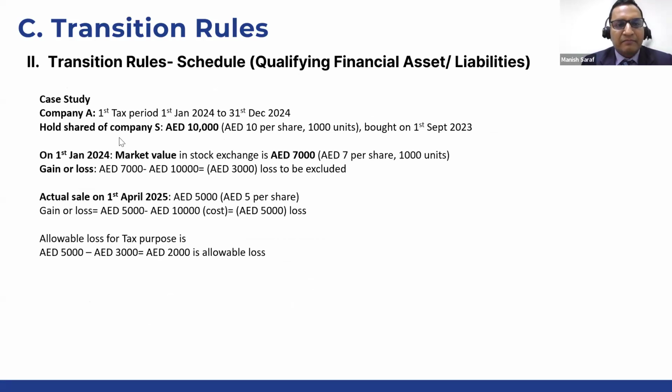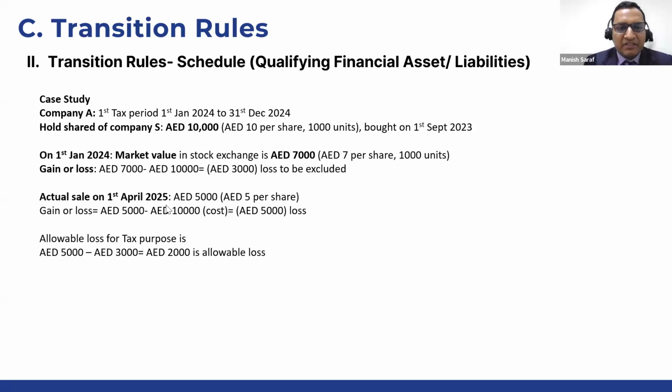A common example: before the first tax period, the company held shares, 10 per share, 100,000 units, costing 10,000, and this was bought on 1st September 2023. And then the market value as on the beginning of the first tax period is 7,000. So the market value as on 1st January 2024 is 7,000, and the cost of holding that share is 10,000, so the net loss is 3,000, which needs to be excluded when you're computing your taxable income.